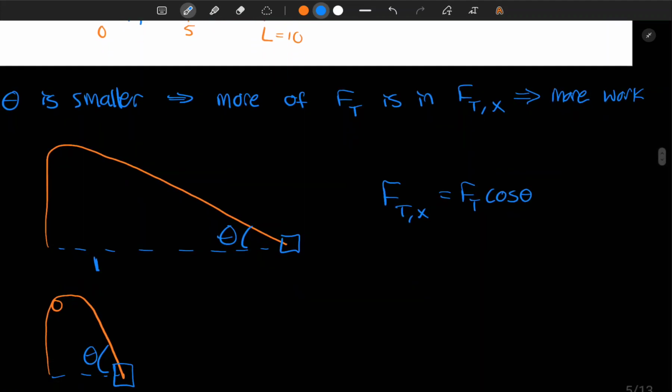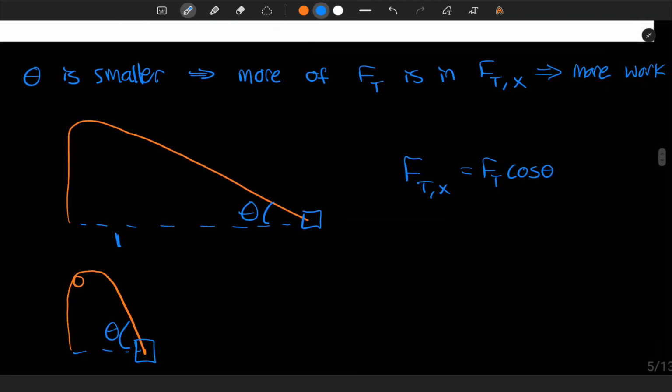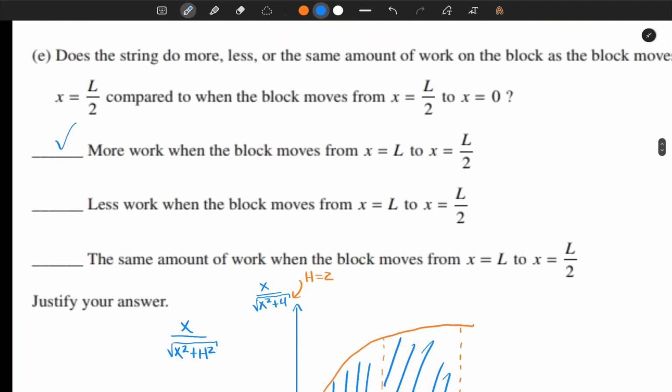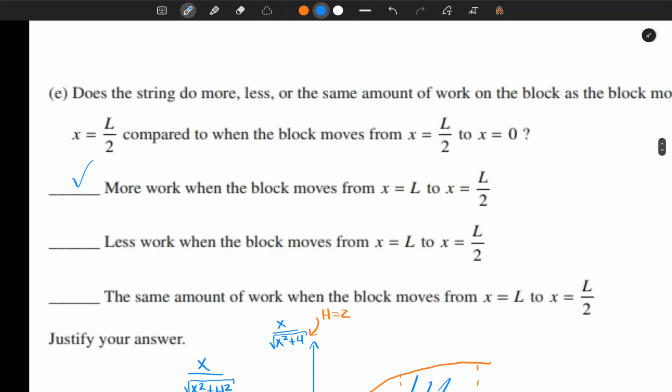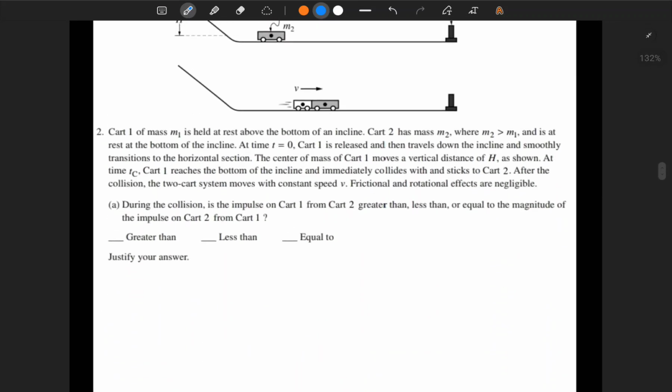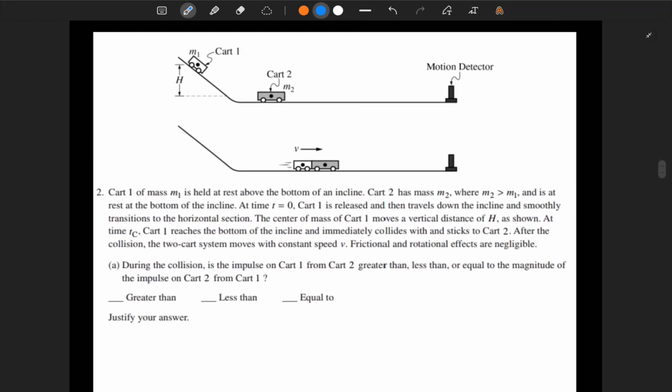So, to maximize the work, we must minimize theta, which means x is far away, the mass is far away from x equals 0. So, these are the answers to problem 1. Moving on to problem 2, consider the following setup.